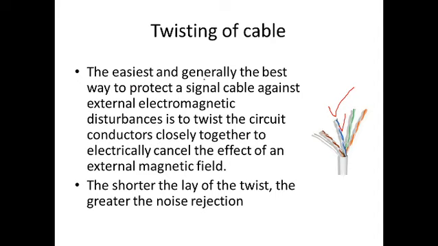Okay, the easiest and generally the best way to protect the signal cable against the external electromagnetic disturbances is to twist the circuit conductors closely together to electrically cancel the effect of an external magnetic field. The shorter the lay of the twist, the greater the noise reduction.